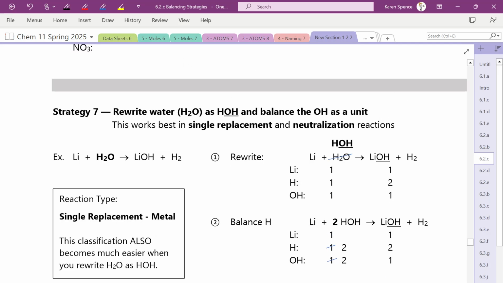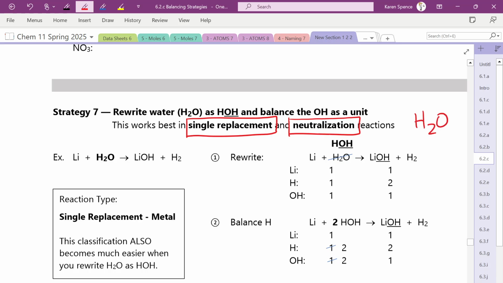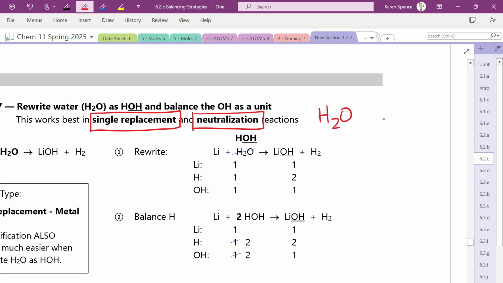So if you have single replacement, or if you have neutralization, and you have water, H2O, do not leave it as H2O. You're going to rewrite water as H and OH. You're going to balance your H's separate from your OHs. You're going to treat OH as a group.